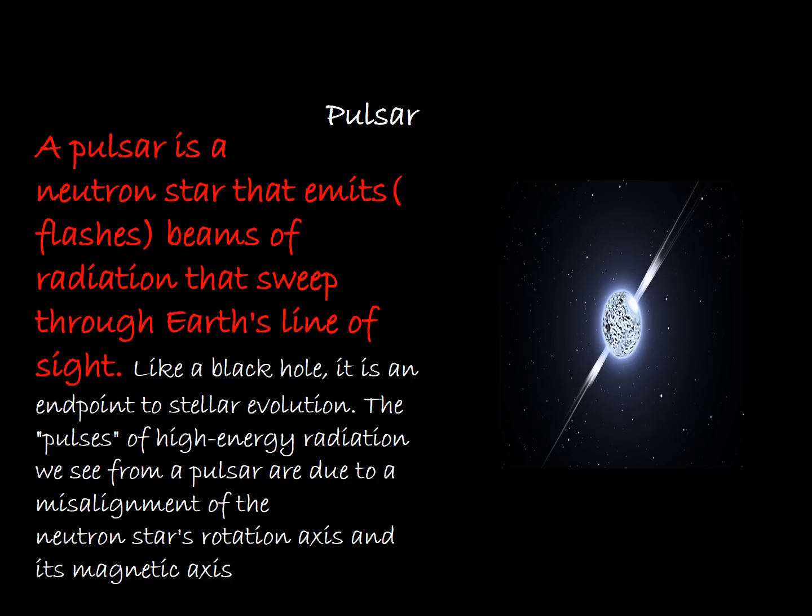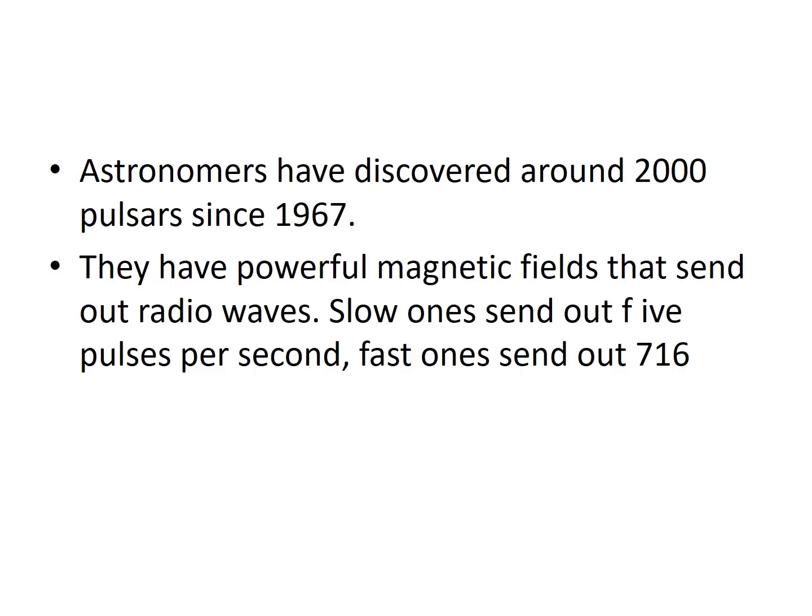So because the star is kind of on its side, it emits a light, but it's not that it's generating any new energy. It's just emitting what it has left over. Astronomers have discovered around 2,000 pulsars since 1967, and they have powerful magnetic fields that send out radio waves. Slow ones send out 5 pulses per second, and fast ones can send out 716 per second.